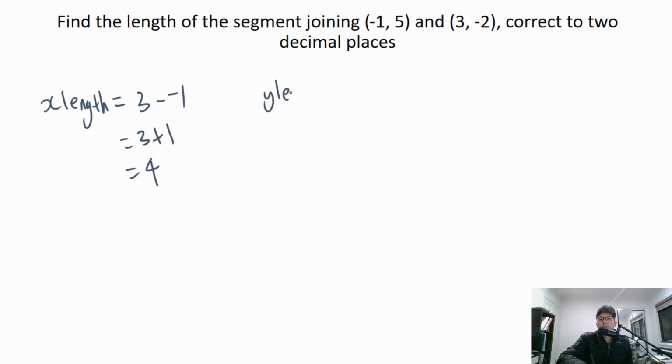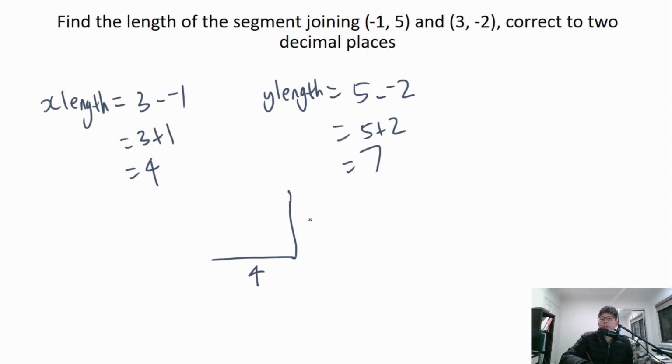And the y length equals the smaller one subtracted from the upper one once again. So it'll be 5 minus -2, which becomes 5 plus 2, and that gives you 7. So now we have the horizontal length of 4 and the vertical length of 7. It's not drawn to scale, and that value is the unknown.